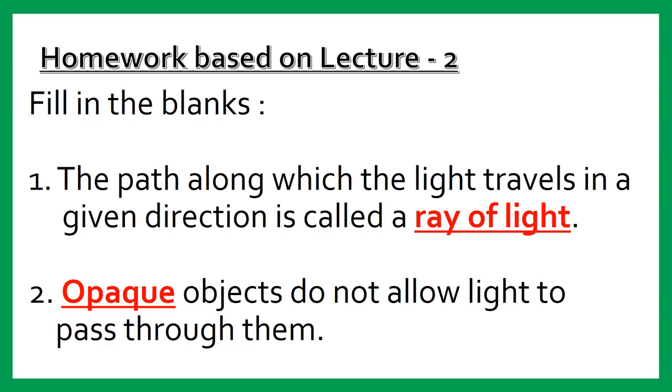Students, that's all for this video lecture. Before proceeding to the homework section, let us first discuss the solutions of the questions which were based on lecture number 2. Starting with the first set of questions which are fill in the blanks. Question number 1. The path along which the light travels in a given direction is called a ray of light. Question number 2. Opaque objects do not allow light to pass through them.